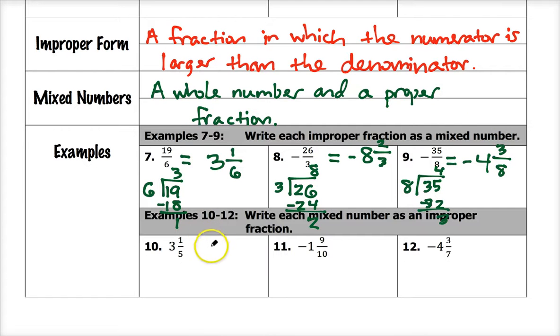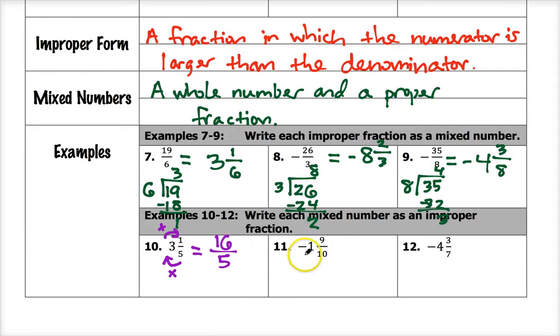For 10 through 12, we're going to do the opposite. This time we're going to take mixed numbers and make them improper fractions. So number 10, we have 3 and 1/5. To make a mixed number an improper fraction, you multiply the denominator and the whole number. So we take 3 times 5, which is 15, and then we add the numerator. 15 plus 1 is 16, so this becomes 16 fifths.